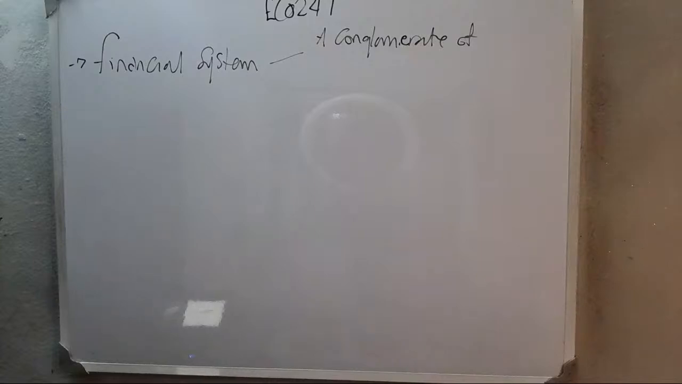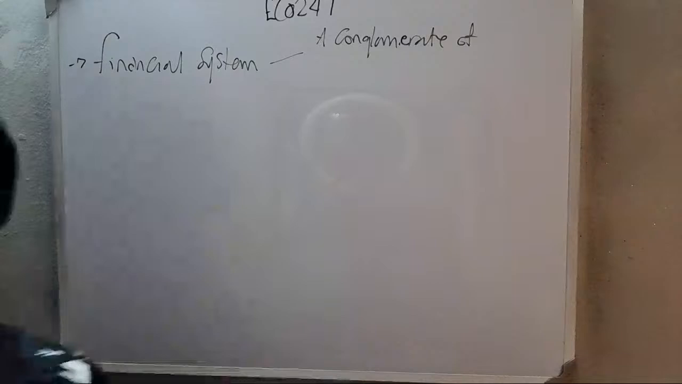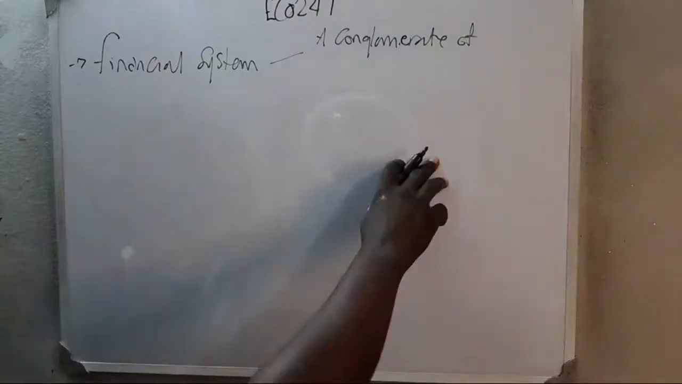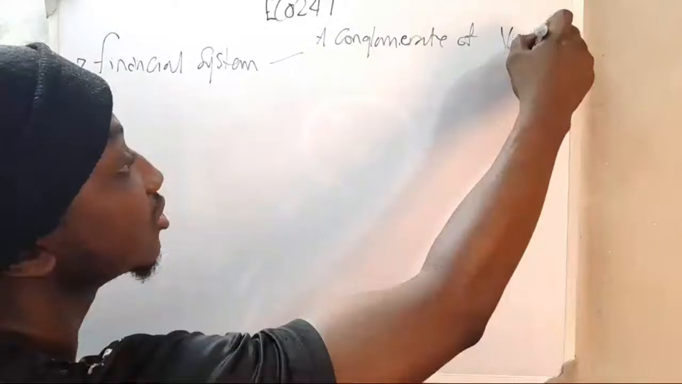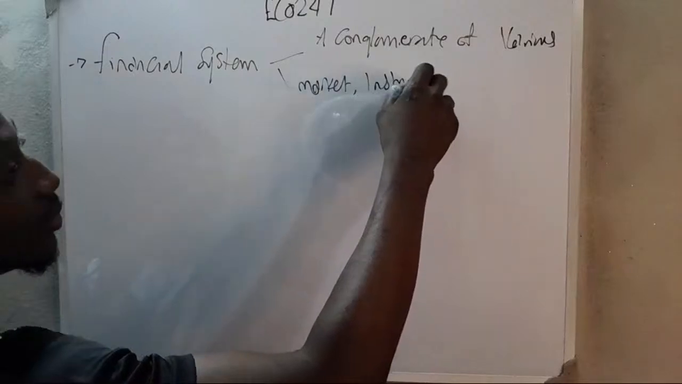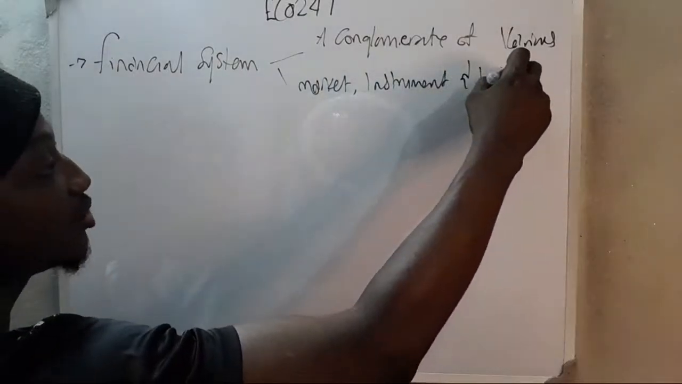Now, speaking of the financial market, the financial system is said to be a system that consists of a conglomerate of various markets, instruments, operations, and institutions.